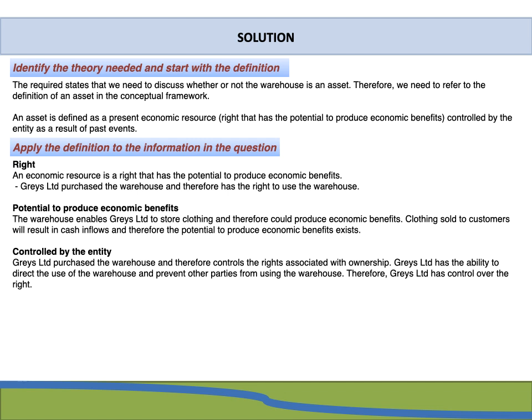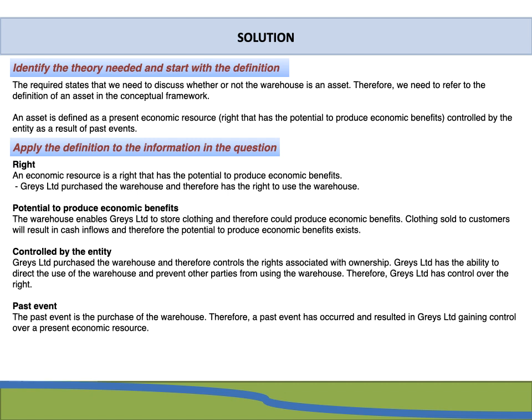The last part of our definition is a past event. Now, a past event means that it's already occurred, and in this case, we do have a past event because a past event is the purchase of the warehouse. Therefore, a past event has occurred and has resulted in Grace Limited gaining control over a present economic resource.